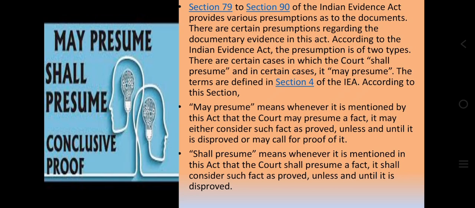So, Sections 79 to 90 of the Indian Evidence Act provide various presumptions as to the documents. There are certain presumptions regarding the documentary evidence in this Act. According to the Indian Evidence Act, the presumption is of two types. There are certain cases in which the court shall presume, and in certain cases it may presume. The terms are defined in Section 4 of the Indian Evidence Act.